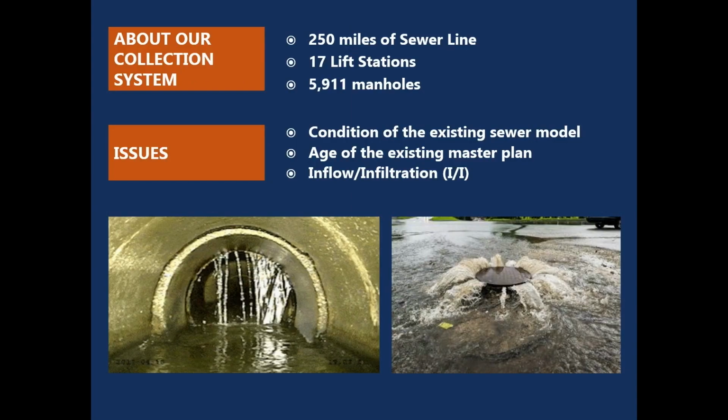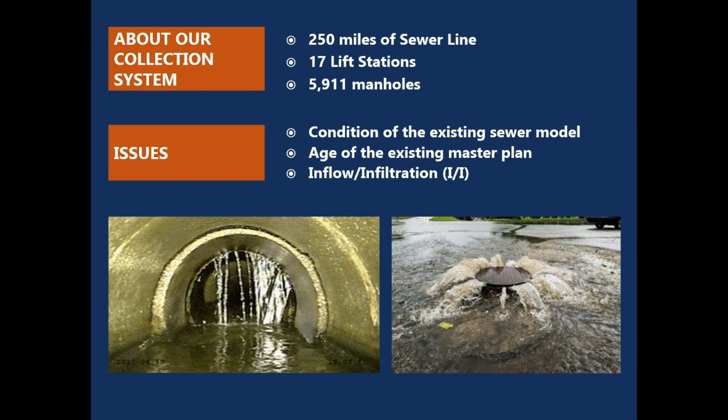So a little bit about our collection system. We have 250 miles of sewer line, 17 lift stations, and over 5,900 manholes. So quite a bit for our utility staff to take care of. The issues that we're going to address with this master plan update: one of the big things is that the sewer model we have was actually built before our previous master plan was done, but the sewer model is skeletonized, meaning not all of our pipe network is in that model, which makes it difficult for predicting impacts on our system due to new development.